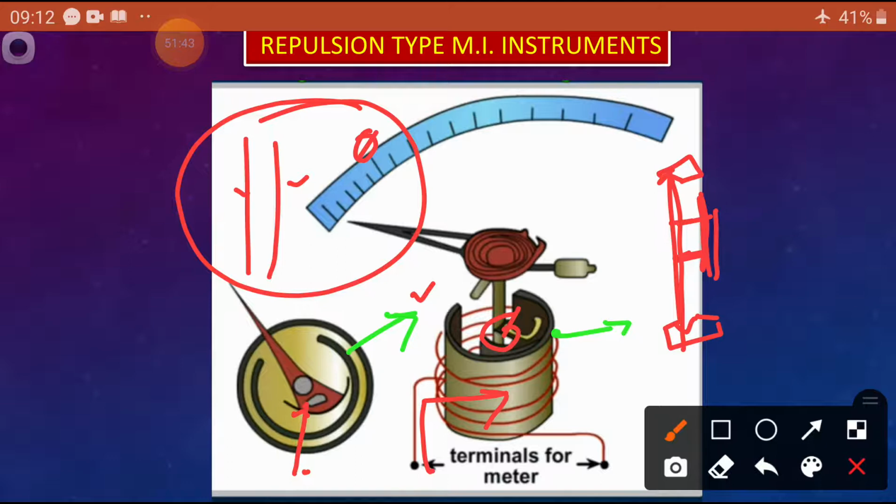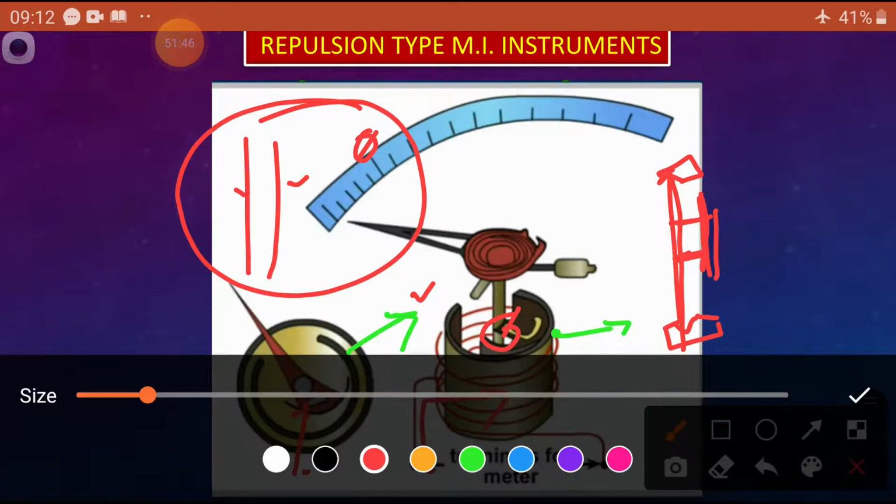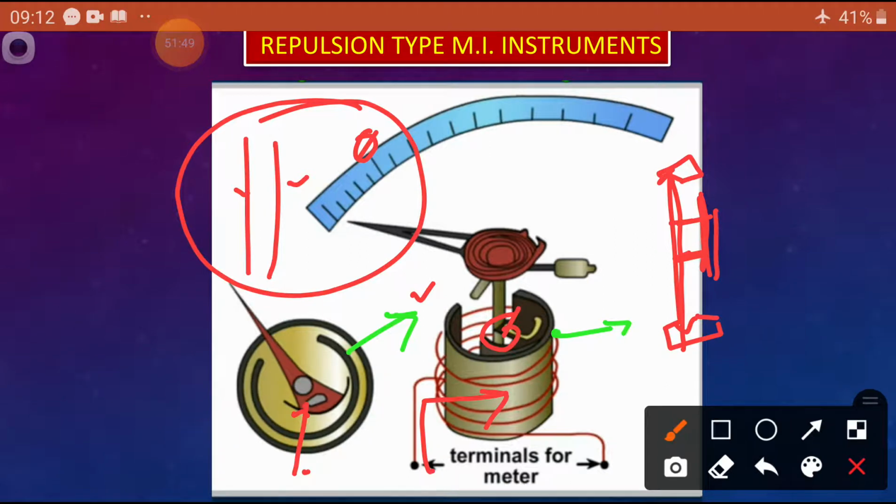Let us assume this iron piece acts as a north pole, and the other also acts as a north pole, because both pieces are parallel to each other in the same magnetic field. One is connected to the body, the strong rigid body. The other is connected to the spindle, placed on bearings.